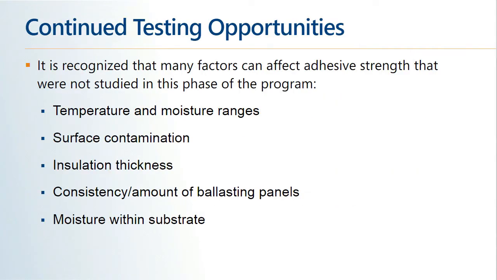We'd like to continue doing some testing to include and recognize factors that can affect adhesive strength and that weren't studied, such as temperature and moisture ranges, the differences of temperature and moisture, surface contamination, and what influence or impact that would have on the testing. Obviously, it would bring it down some, but we'd like to know what would be tolerable.